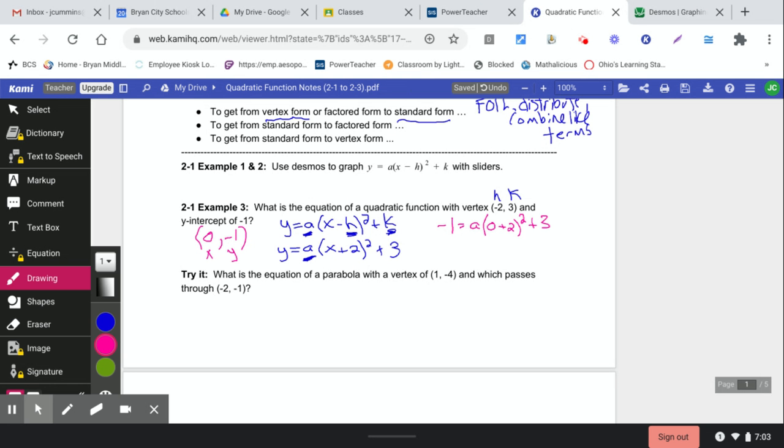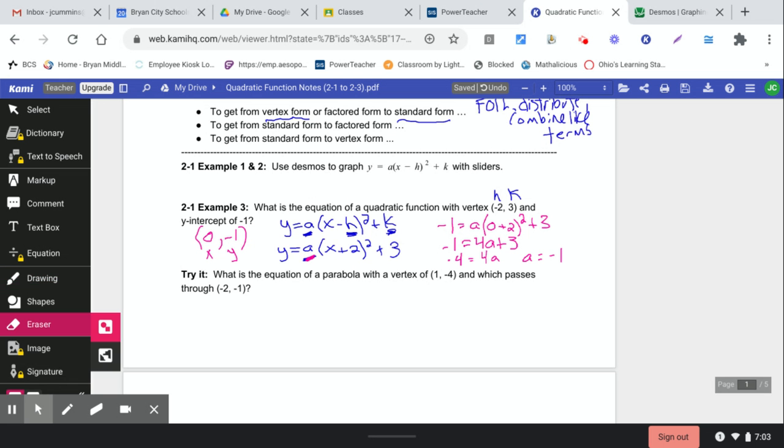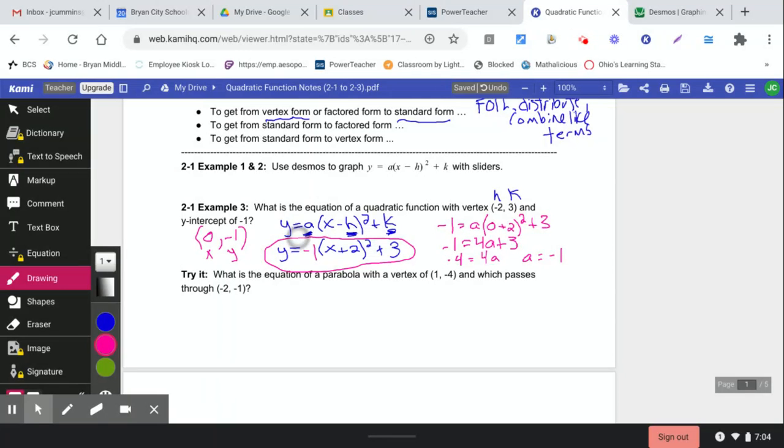And now we're just going to solve this equation. We get -1 equals, here in the parentheses, 0 plus 2 is 2, and 2 squared is 4. So we get 4a plus 3. I'm going to subtract 3 from both sides. We get -4 equals 4a. Finally divide both sides by 4, and we get a equals -1. Then, remember, we come back over here. We said we didn't know what a was. We're going to plug in -1 right there. And that's it. That's the equation of the parabola that we wanted.